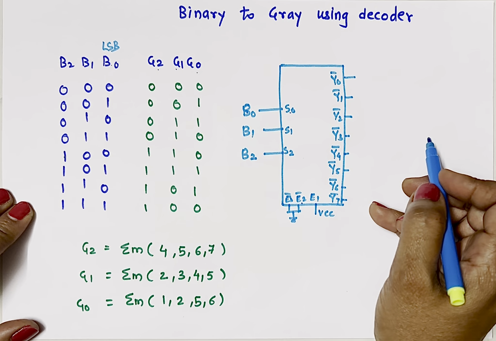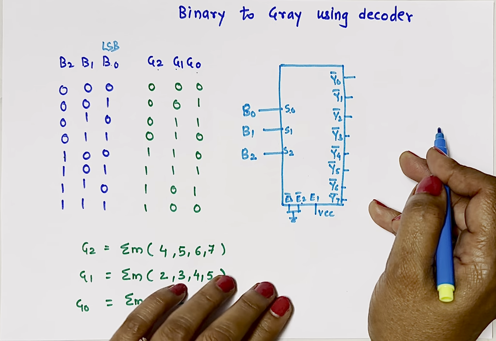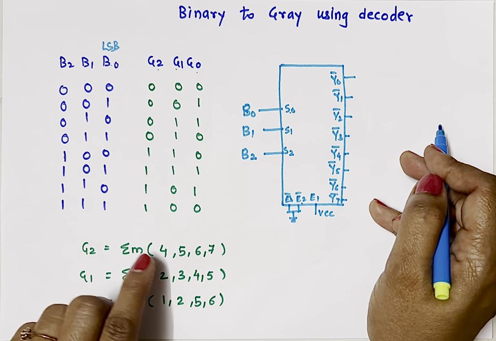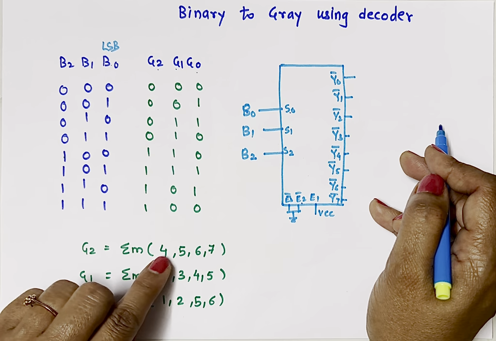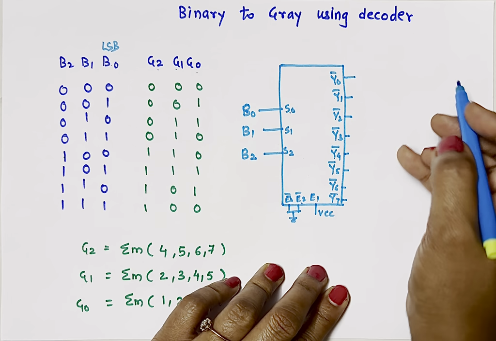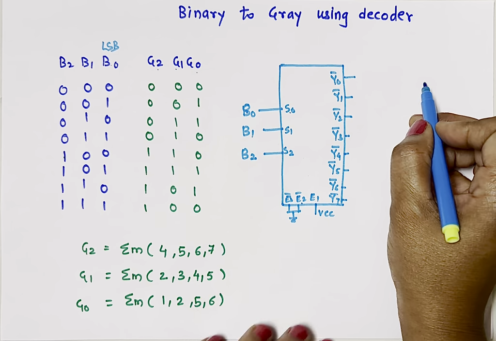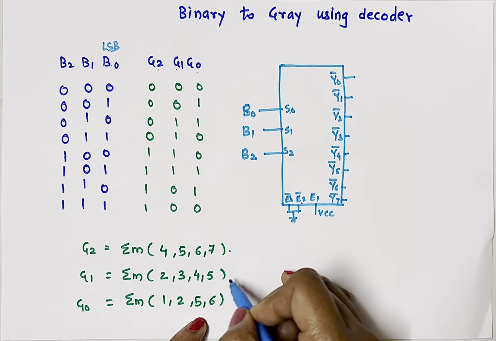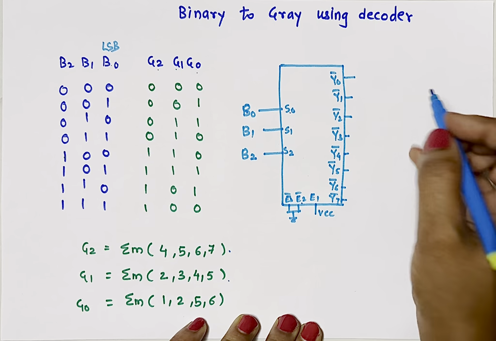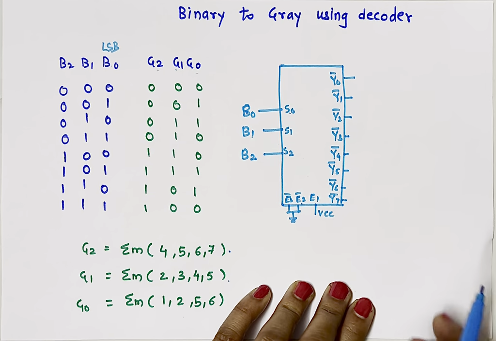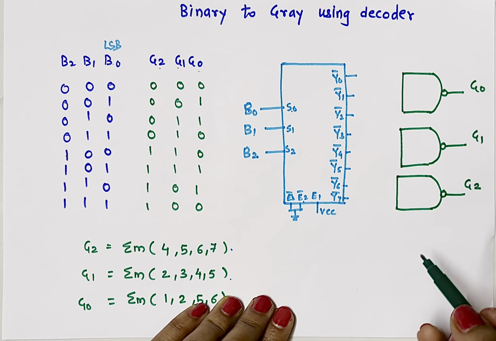Our decoder will generate active low outputs, so we need to invert them. What we want is 1. We have taken min terms, so we need to use NAND gates. And how many inputs are there? 4 inputs are there, so I'll use 4 input NAND gates. 1, 2 and 3 gates, and their inputs are 4. So these are my 3 NAND gates for G0, G1, G2.